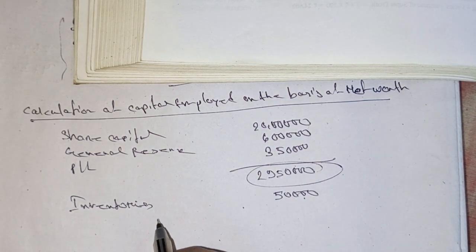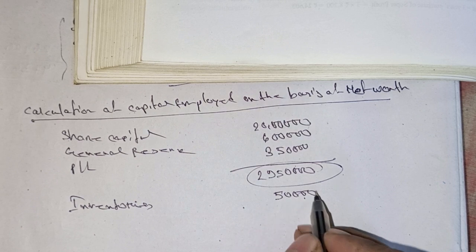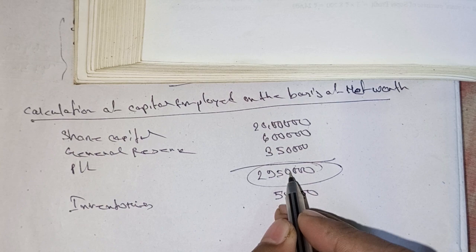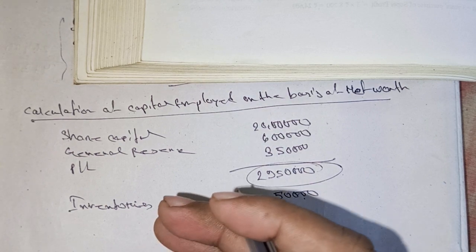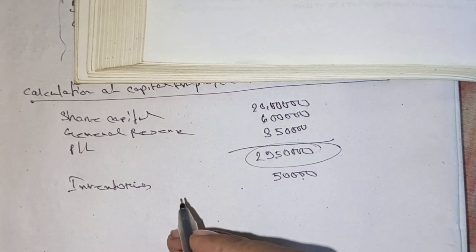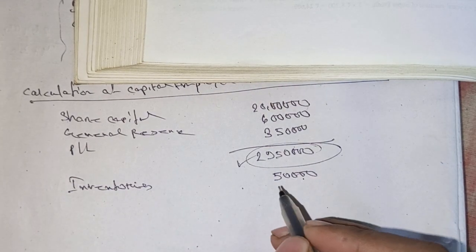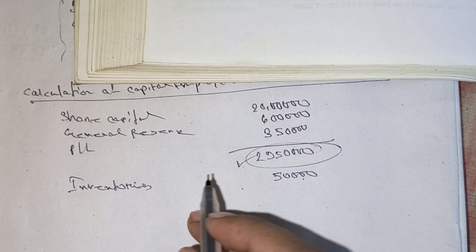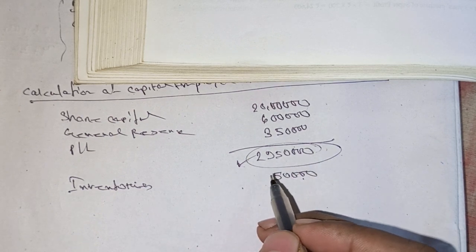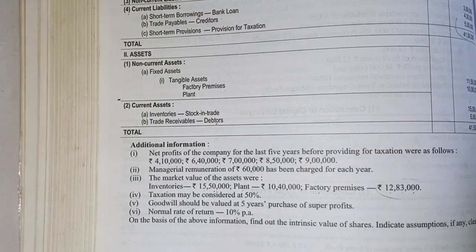If inventories are decreased by 50,000, what should I do? That 50,000 will be deducted from this amount. Understood? If our asset is increased, then we will add that much value on this item. If our asset is decreased, then we will deduct that value from this value. Understood? So inventories are increased.